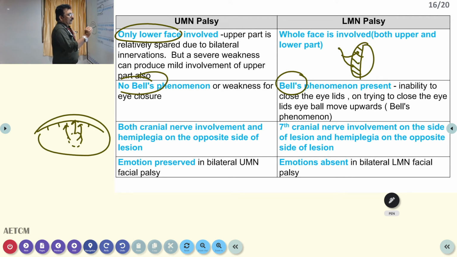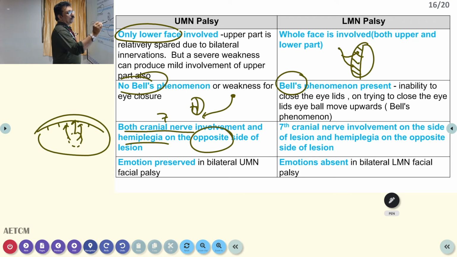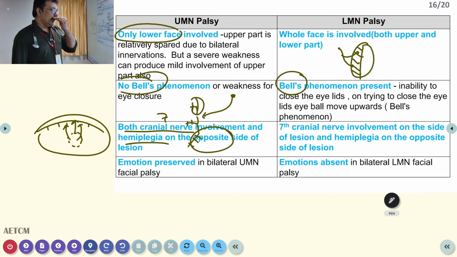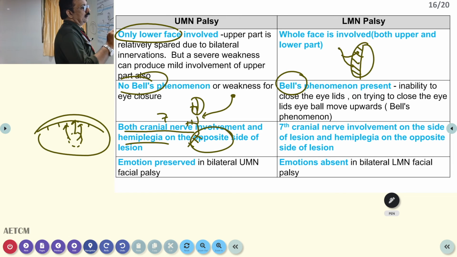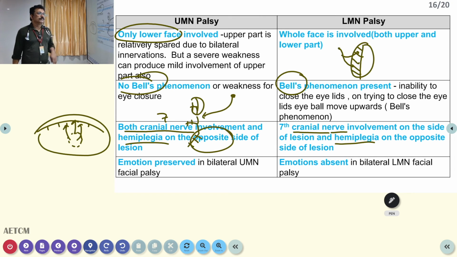And another thing I have already told: in a cranial nerve palsy, that is the seventh cranial nerve, with hemiplegia on the opposite side, there is a lesion in the brain. The opposite side of the face is involved and the opposite side of the body is also involved, upper limb and lower limb. Whereas in a seventh cranial nerve lesion in the pontine area or in the peripheral nerve, the same side of the face is involved, and if it is a pontine lesion, same side weakness can also occur. So that you should also remember.